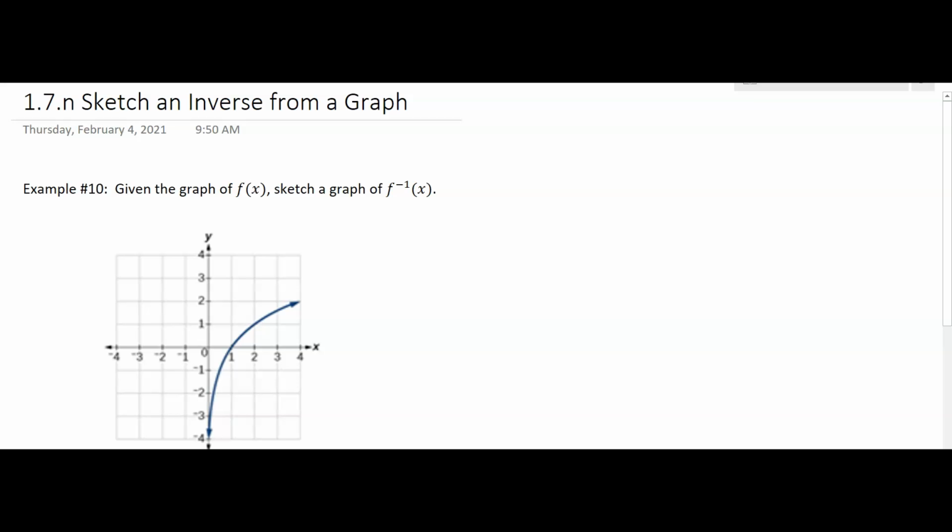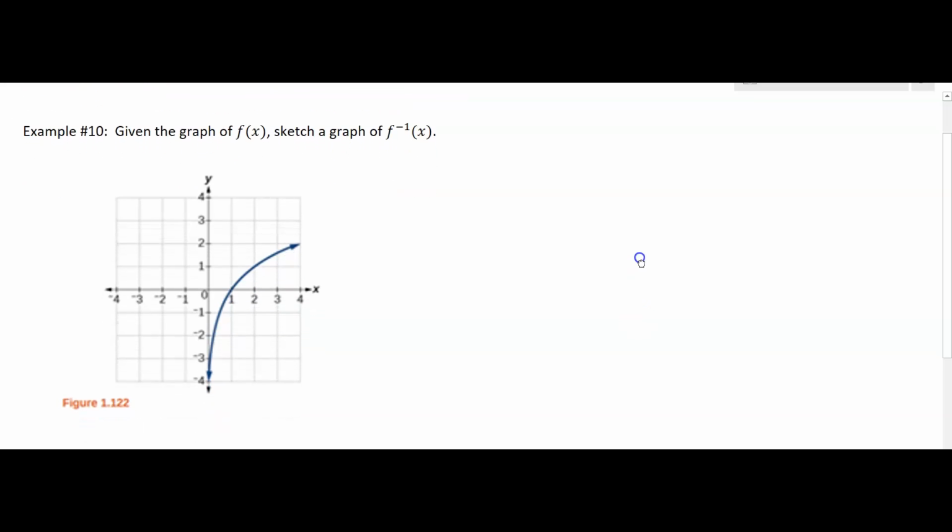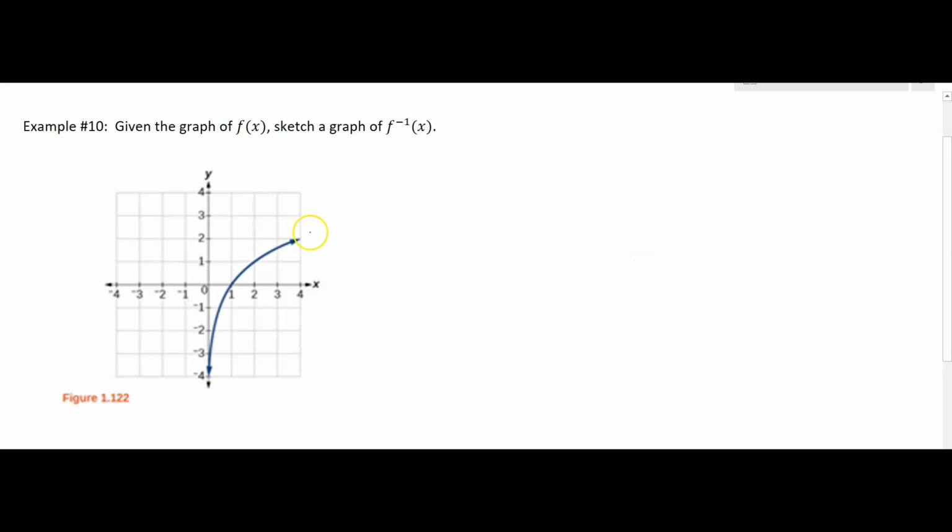Okay, so they give us a graph of a function f of x. So we can call this f of x. And they want us to graph the inverse. So one way you could do it, you could look at the points and the characteristics of the graph and then switch the x and y.